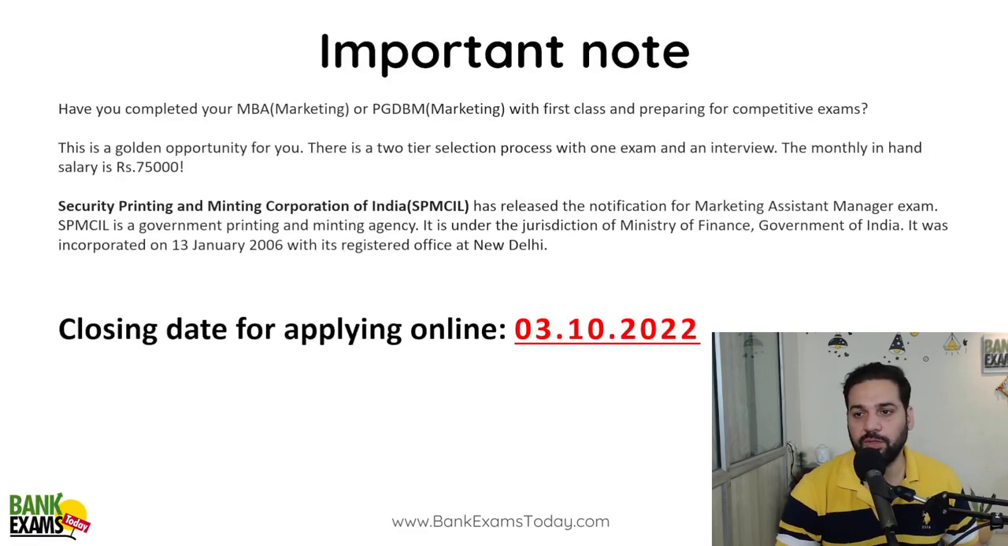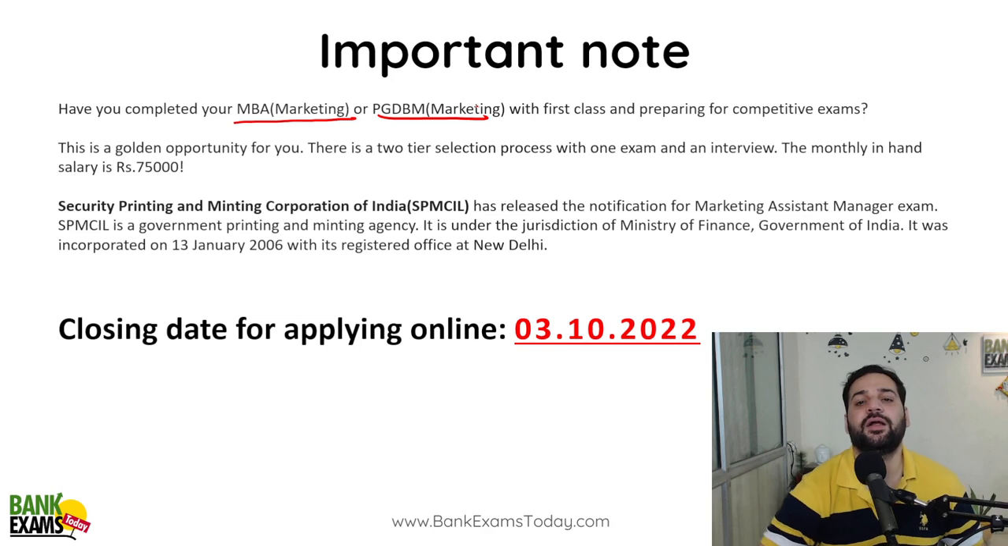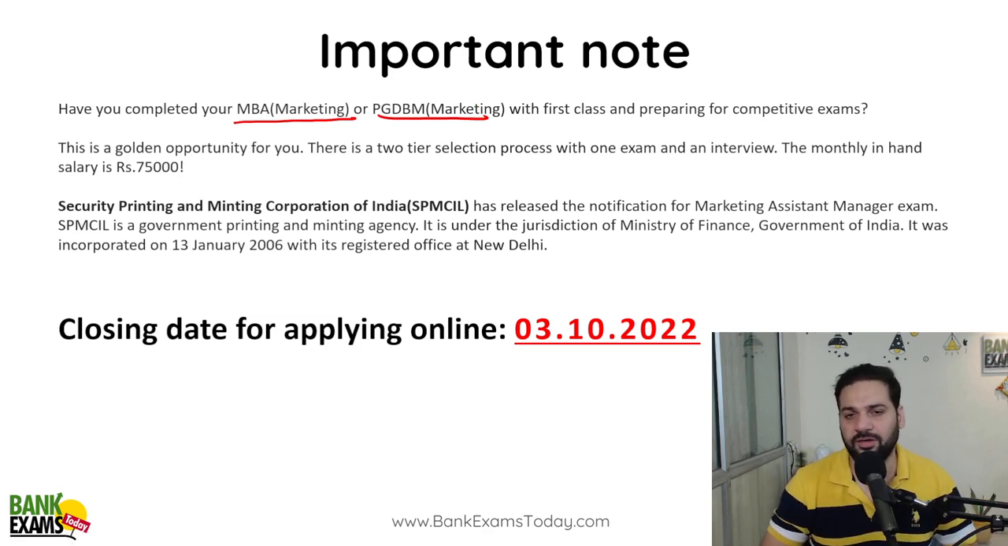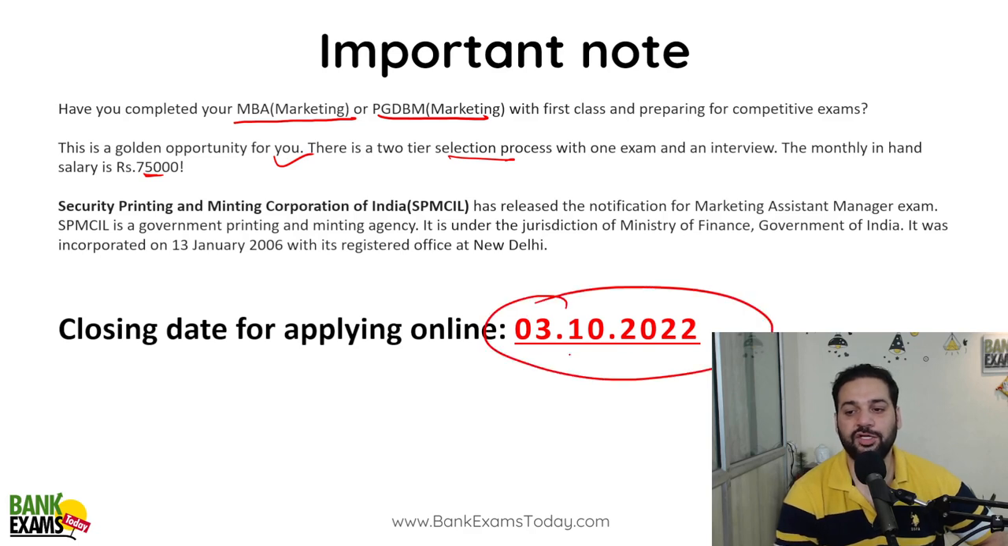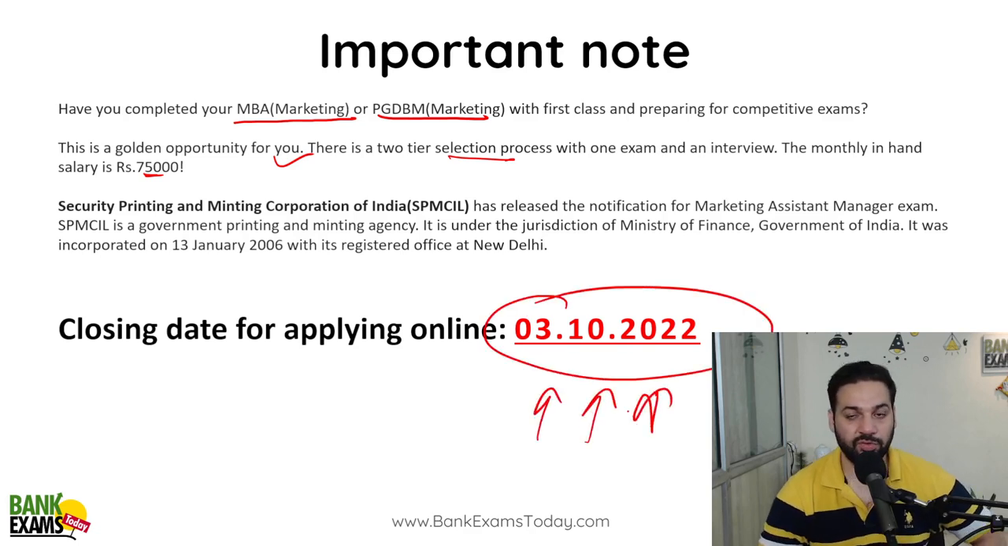Before starting the session, let me give you an important note. Students, if you are watching this video, then most probably you have done MBA in marketing. So if you have done MBA in marketing, PGDBM in marketing, MBA in marketing and finance, MBA in marketing and HR, or PGM in marketing, any postgraduate diploma in marketing with first class, then you are eligible for SPM CIL assistant marketing manager post. Theek hai? The in-hand salary is around 75,000 per month, which is amazing. It's a golden opportunity. There is a two-tier selection process. There is an exam followed by the interview. The last date to apply is 3rd of October 2022. 3rd of October 2022 is the last date to file your application. Zarur, zarur apply karein. Theek hai?